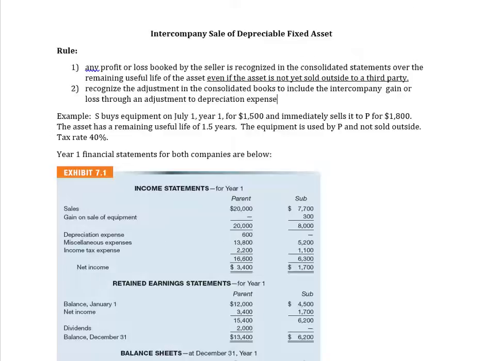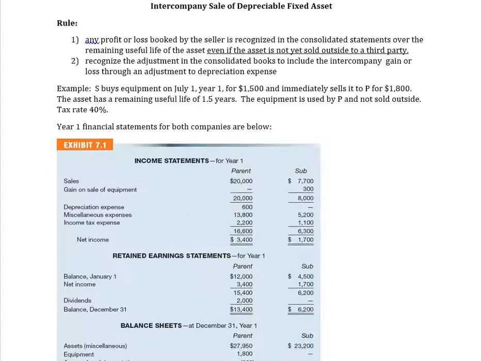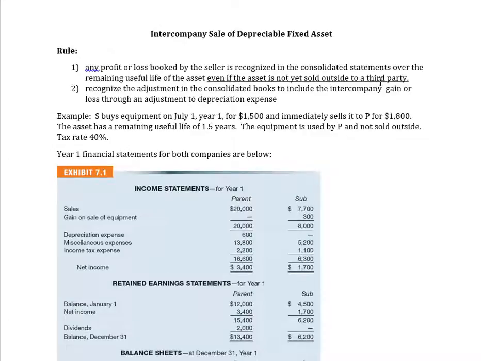Hi folks, welcome to this video that reviews the concept of intercompany sales on depreciable fixed assets. And when we talk about depreciable assets, we're talking about things like machinery, buildings, equipment, those kinds of things.